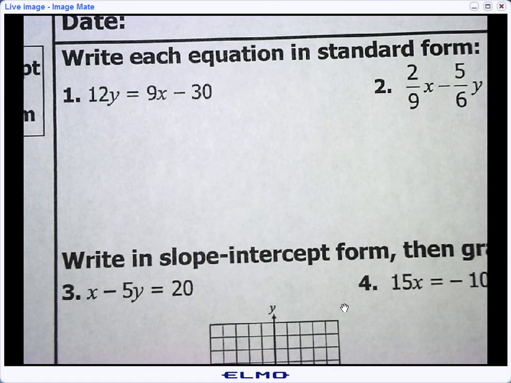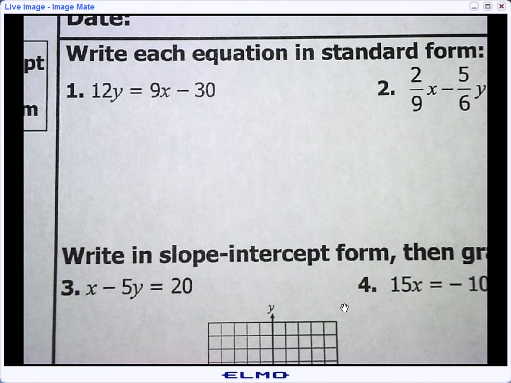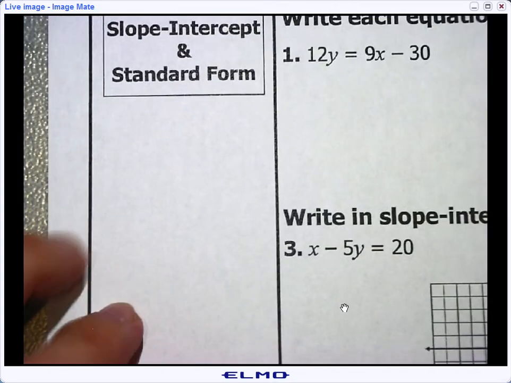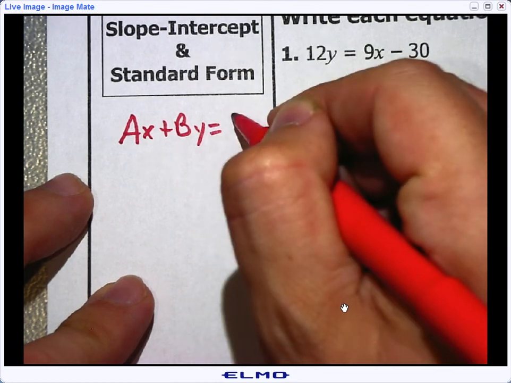All right, so this was the little quiz we had the other day on linear equations and standard form, slope-intercept form. So I'm just going to work through these real quick. So instructions on the first two is to take these equations and put them in standard form. Remember that standard form is of the form ax plus by equals c.